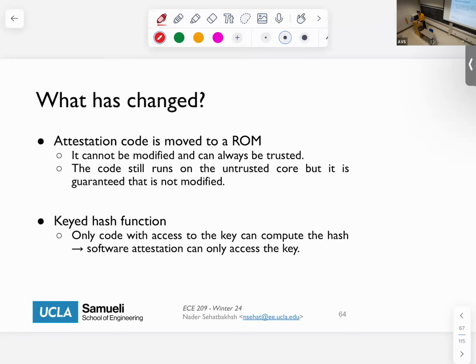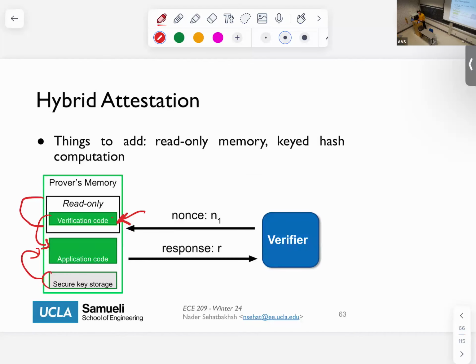And then the second thing that we are doing is that we are doing a key-based hash function. In other words, we are using MAC instead of using a hash to compute this. The good thing about this is that the adversary cannot cheat in this process, because the secure key can only be accessed by the verification code. And as long as this process is safe, then the computation would be safe as well.